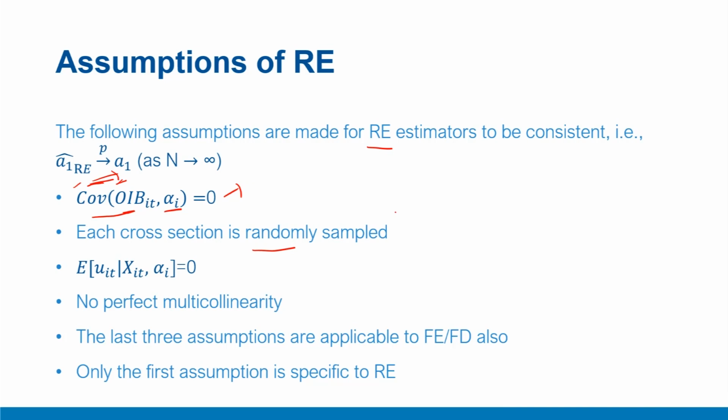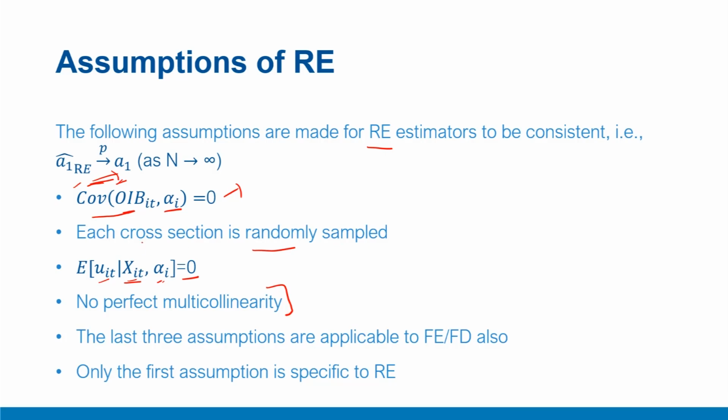Second, each cross section is randomly sampled. Third, the original error terms mu it have expected value 0 given your independent variable and unobserved heterogeneity. So for each security i, given alpha i and independent variable xit, their expected value has to be 0. Fourth, no perfect multicollinearity.